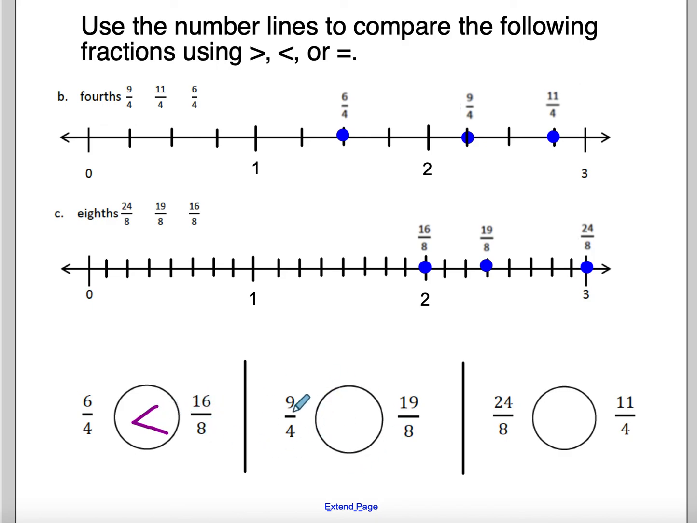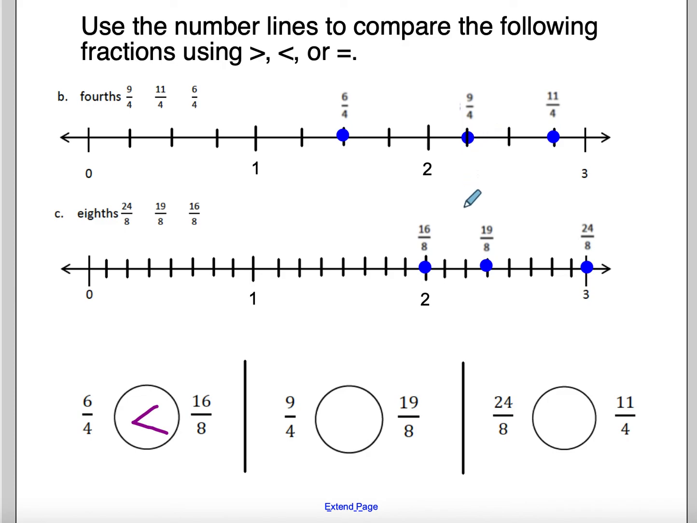So go ahead and try this one. 9 fourths and 19 eighths. Is 9 fourths less than, equal to, or greater than 19 eighths? Right, so I see 9 fourths is right here, and 19 eighths is right here. They're really close. But are they equal?